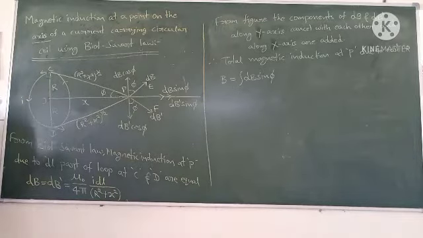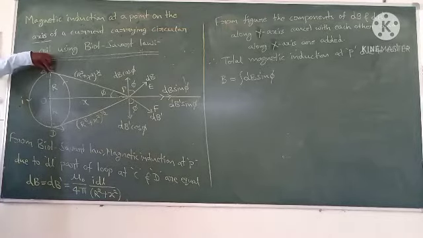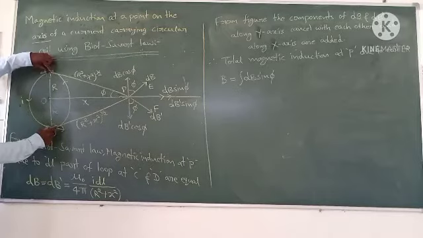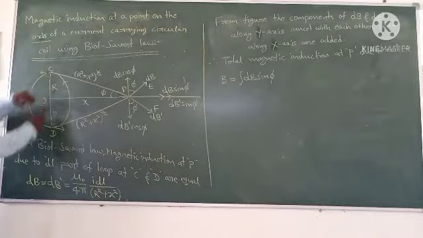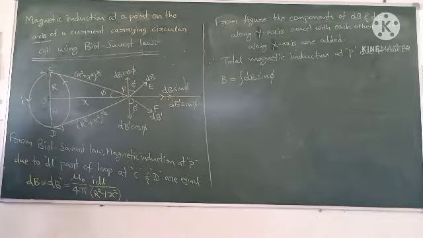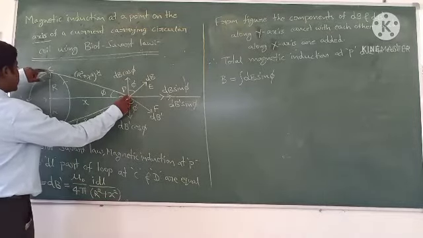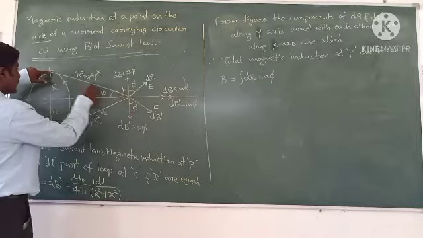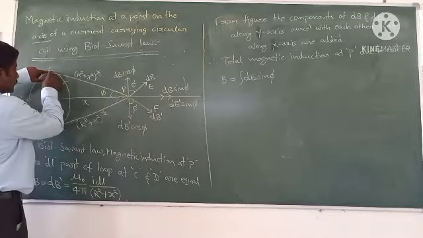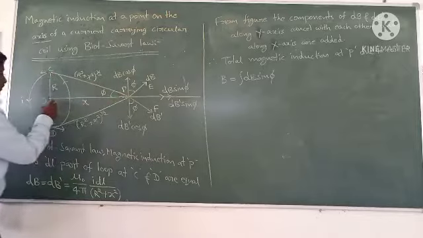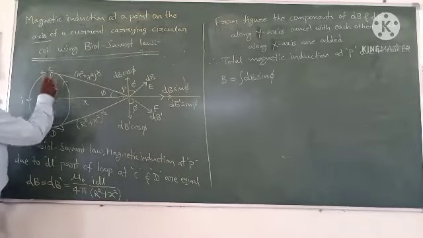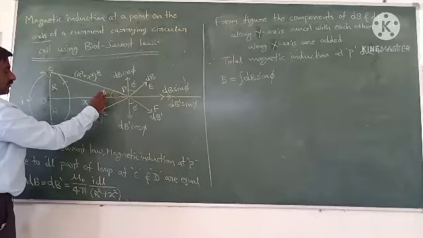Now I have to take two dl elements, one dl element at point C and another dl element at point D. These dl elements make 90 degrees with this radius vector, position vector. Now the distance between point P and C is this CP. This CP can be calculated from the triangle OPC. Here the angle is taken as phi.